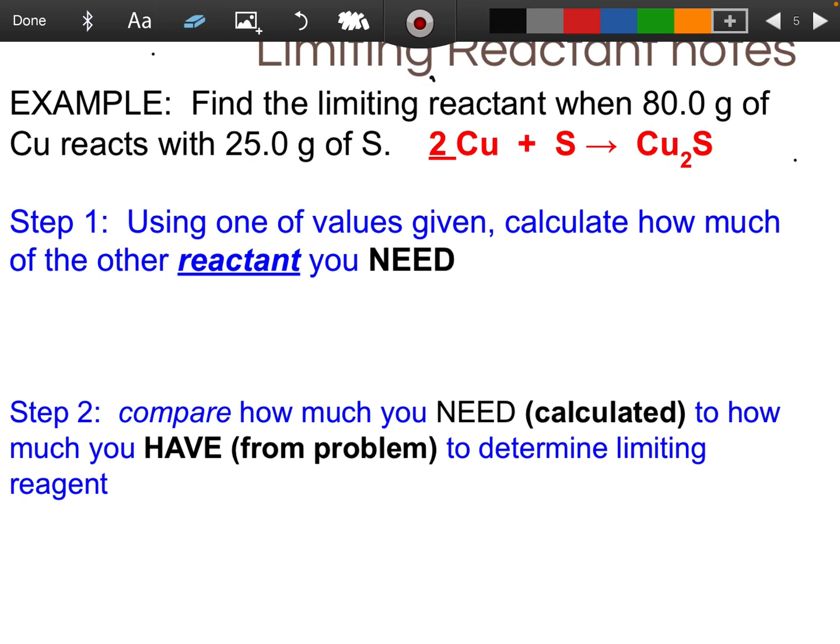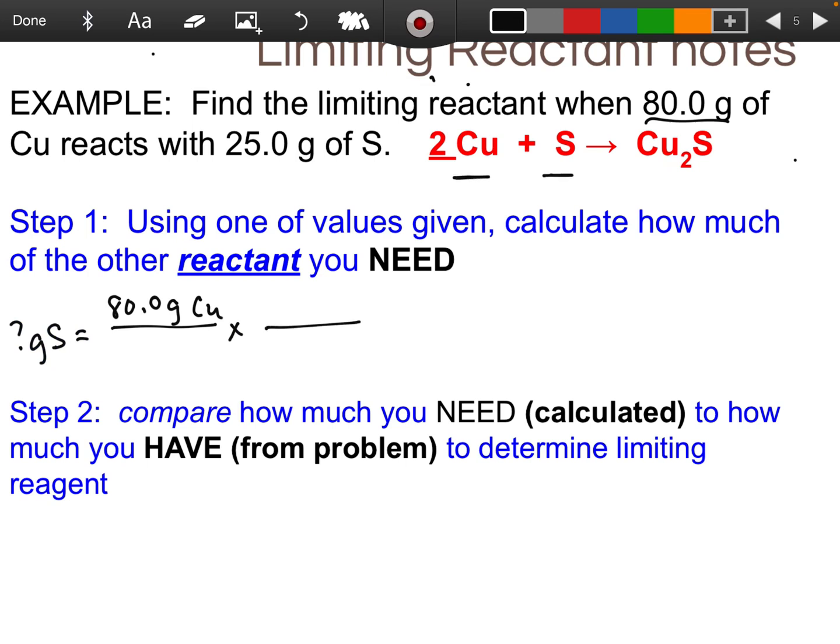All right, in your calculation, you're going to compare the two reactants. So if I start with 80 grams of copper, I would then figure out, how many grams of sulfur am I going to need to react fully with that 80 grams of copper? So when you're doing a limiting reactant problem, you compare the two reactants.